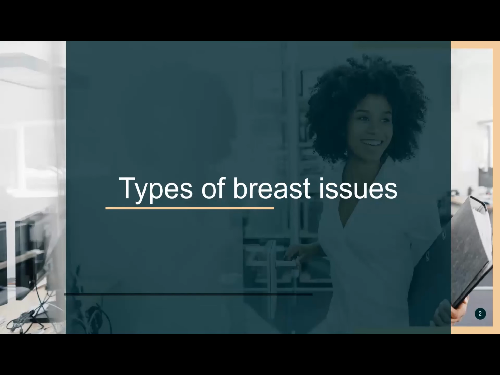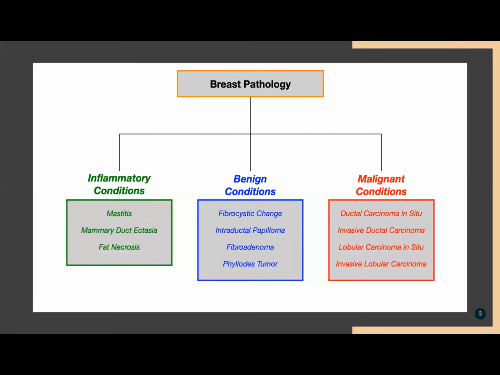First of all, we'll see what types of breast issues women are currently suffering from in the world. Actually, the suffering among women is highest; second is men. When you look at breast pathology, we can see three types of conditions. The first is inflammatory conditions: mostly mastitis, mammary duct ectasia, and fat necrosis. The second is benign conditions: fibrocystic change, intraductal papilloma, fibroadenoma, phyllodes tumor. And the third is malignant conditions: ductal carcinoma in situ, invasive ductal carcinoma, lobular carcinoma in situ, and invasive lobular carcinoma. So these are the major conditions in breast pathology.